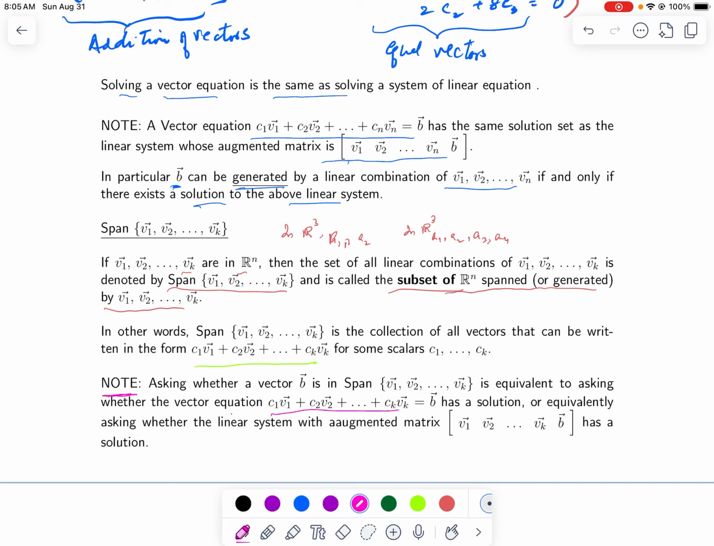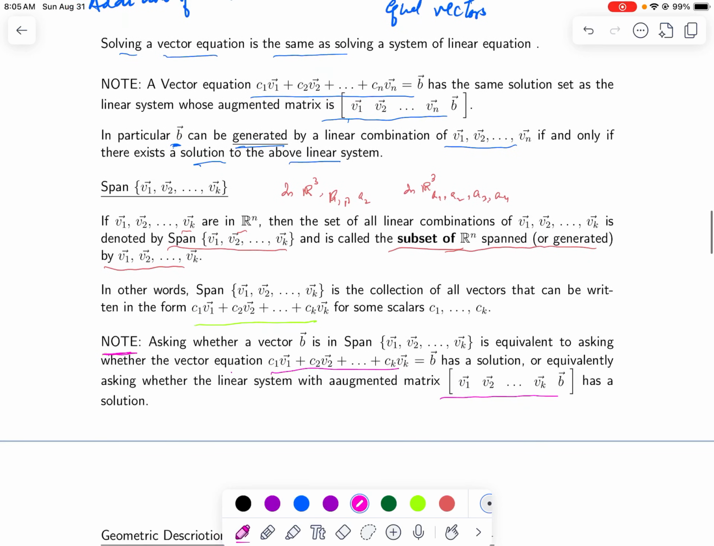So in simple words, if you are asked to determine whether b is in the span of some vectors, what we do is solve the linear system with augmented matrix, and if it has a solution, we say that yes, b can be written as a linear combination. And if the augmented matrix gives us no solution, we can say that the vector b cannot be written as a linear combination of these vectors.